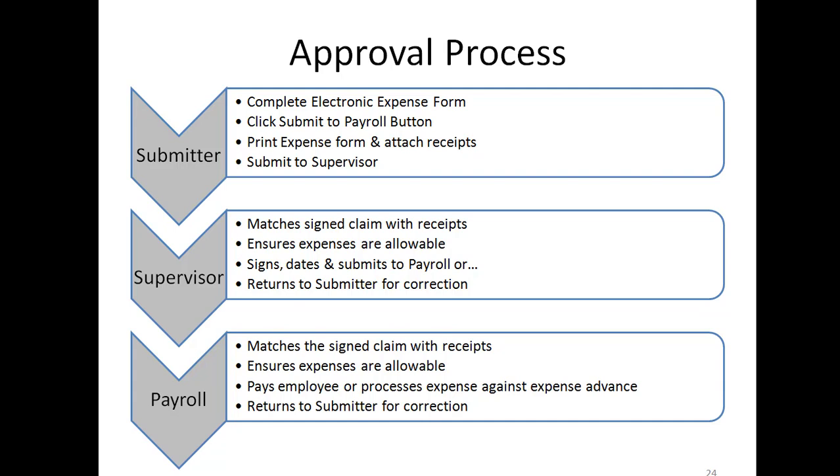It's possible in some cases that the supervisor may return it to the submitter for correction, and I'll talk about that step in a moment or two. Payroll's responsibilities are as follows. They match the signed claim with receipts. They ensure that expenses are allowable. They pay the employee, or they process the expense against the expense advance. And in some cases, they might return it to the submitter for correction, and I'll talk about that process again in a moment or two.